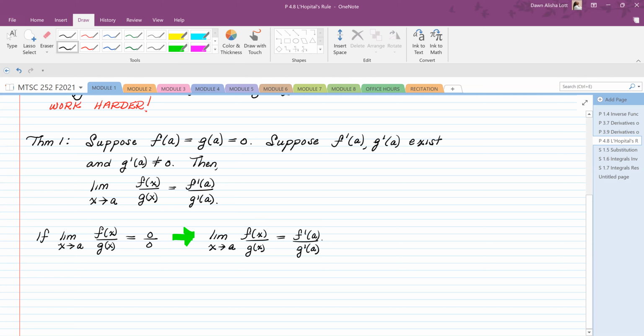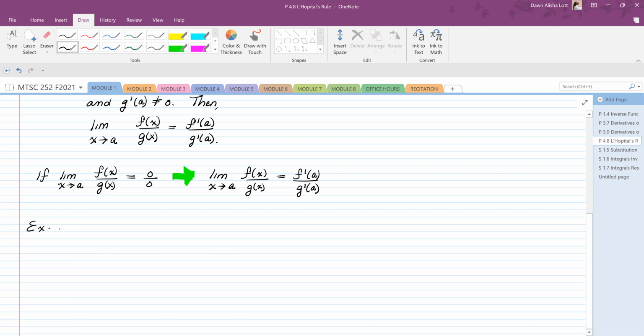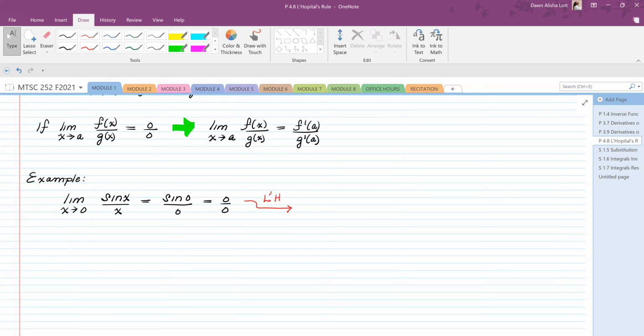Okay, so how does that work? All right, well, let's look at this problem, something very easy. The limit as x approaches 0 of the sine of x over x. Now I'm going to get the sine of 0 over 0. So that gives me 0 over 0. So now I'm going to use L'Hopital's rule. So my symbol for that is a little crooked arrow with an LH. That lets me know that I'm now going to invoke L'Hopital's rule.